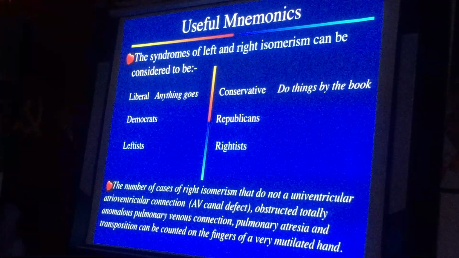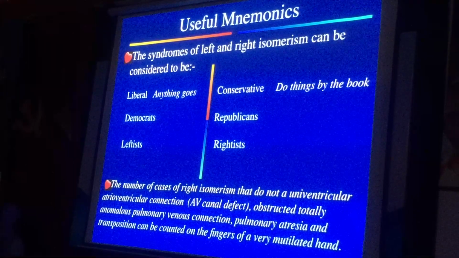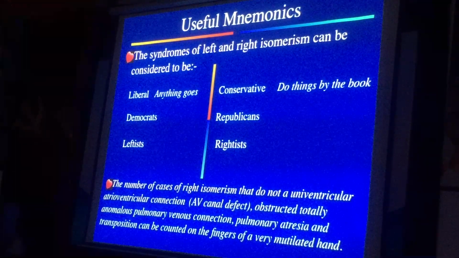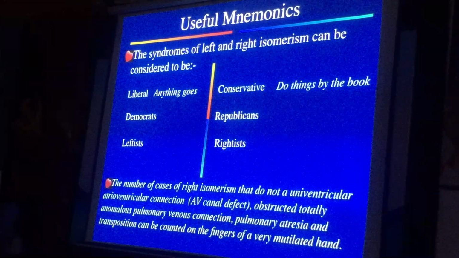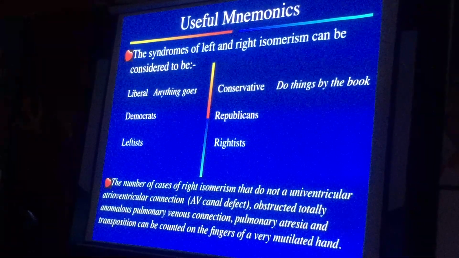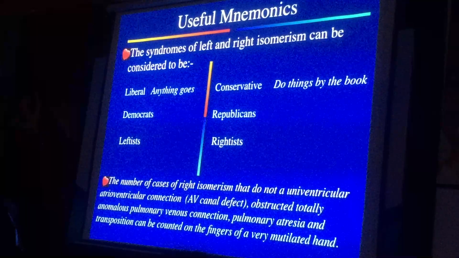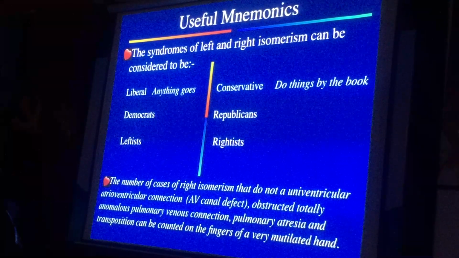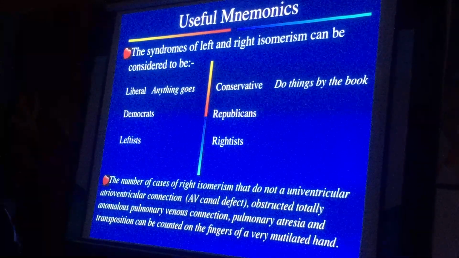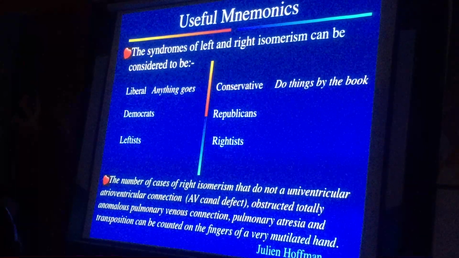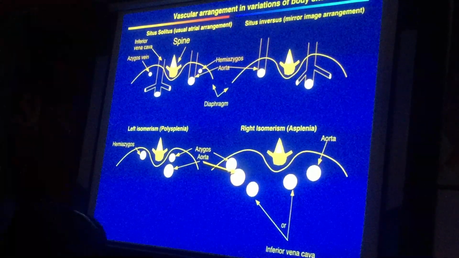And the number of cases of right isomerism that don't have a univentricular atrioventricular connection, an AV canal defect, obstructed totally anomalous pulmonary venous return, pulmonary atresia and transposition can be counted on the fingers of a mutilated hand, which means if your hand's mutilated, you don't have fingers. So you can't count them. My colleague Julius Hoffman said that.